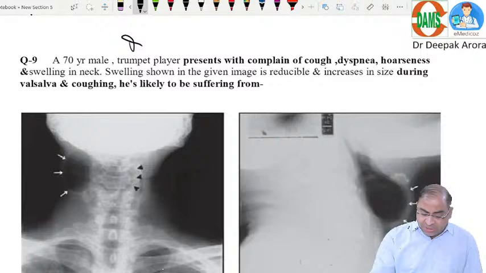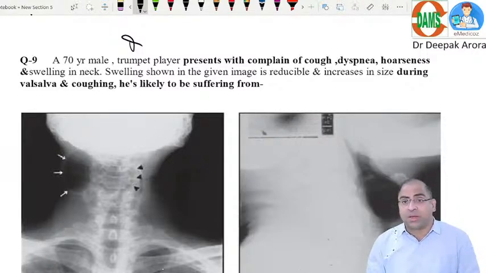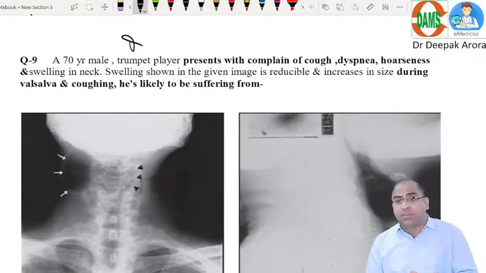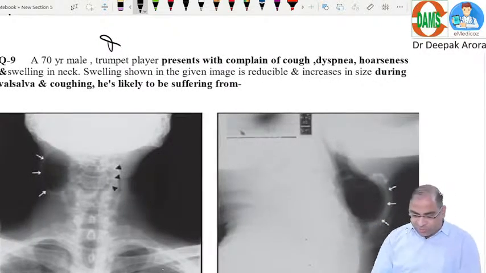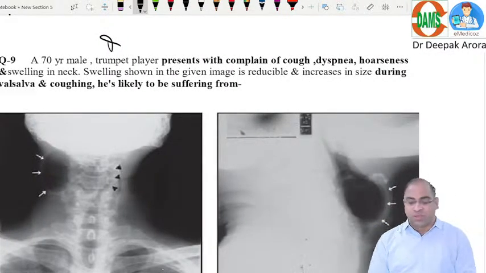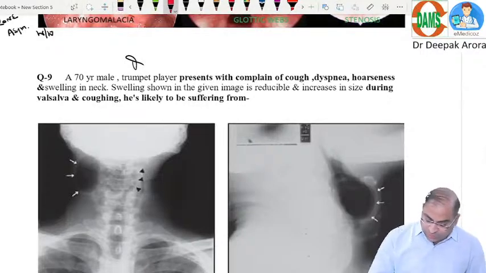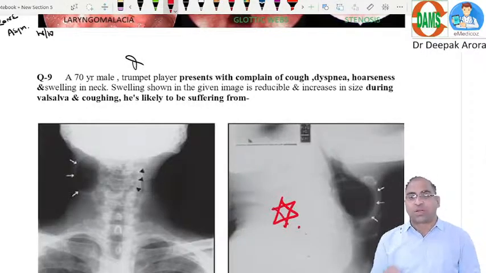Next MCQ I'm expecting for your FMGE examination, they will show you some radiolucency. Keyword: trumpet player. A 70-year-old male trumpet player having difficulty in breathing. They will show you some swelling, an air-filled cavity. What am I talking about? Anyone who can update in the chat box. This is the most expected MCQ topic. This is laryngocele, trumpet player.